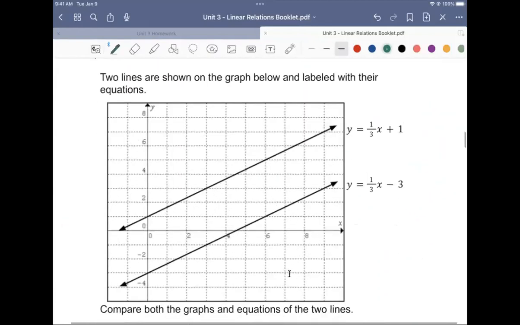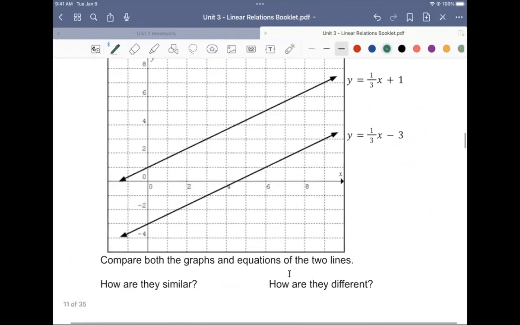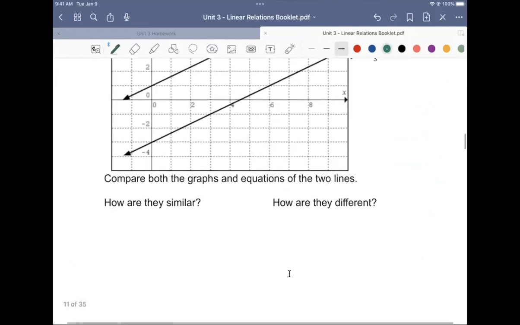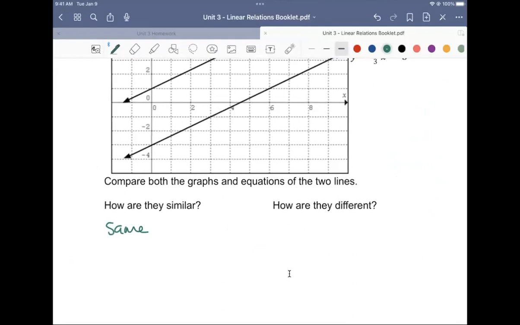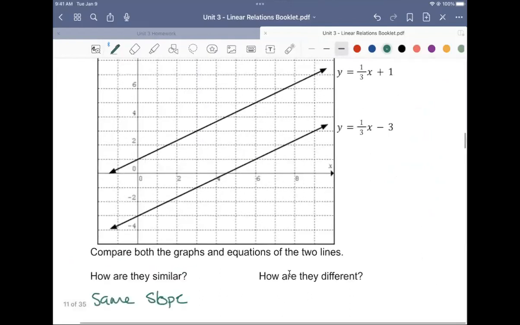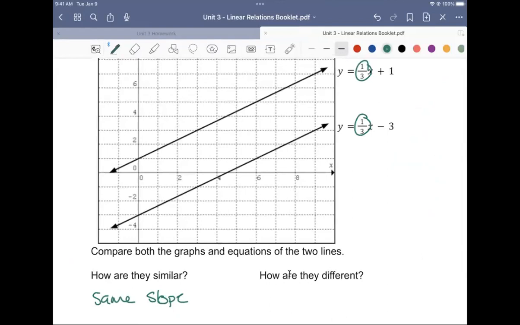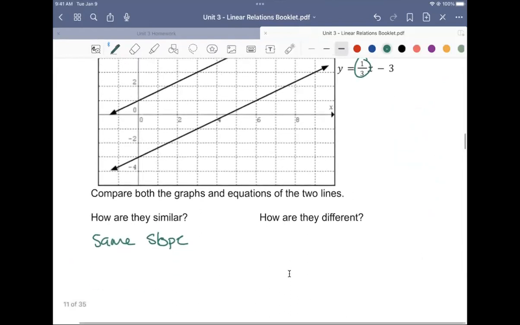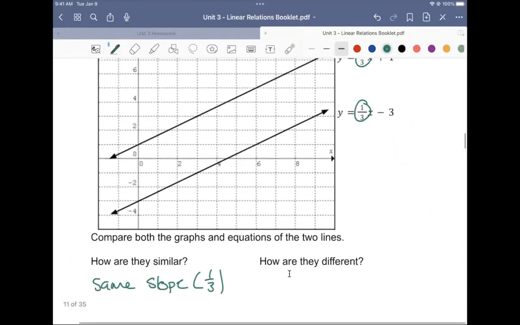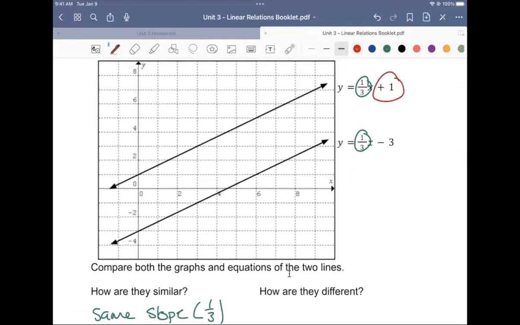All right, so now we're going to compare 2 lines. When we do this, 2 lines are shown on the graph, and they're already labeled with their equations. First thing we want to look at is, how are they similar? How are they different? They're similar because they have the same slope. If I take a look, I can see they both have a slope of 1/3. If I take a look at how they differ, they have different y-intercepts.